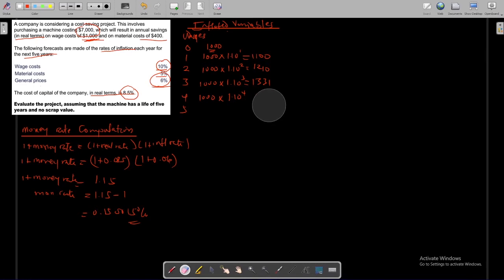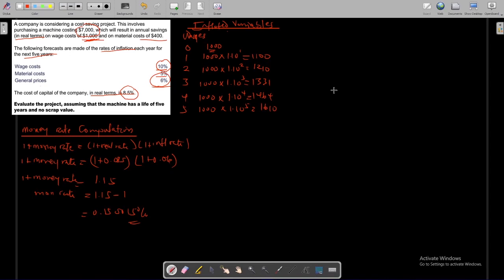Let me clean here. Okay, so 1464. Then the next one will be for the 5th year, which will be 1,000 times 1.10 exponent 5, giving us 1610. So that is for wages.